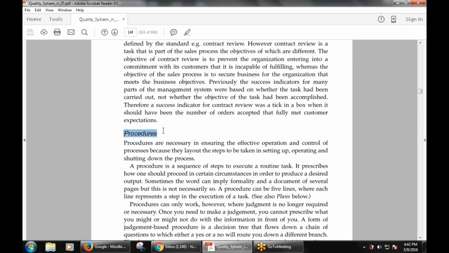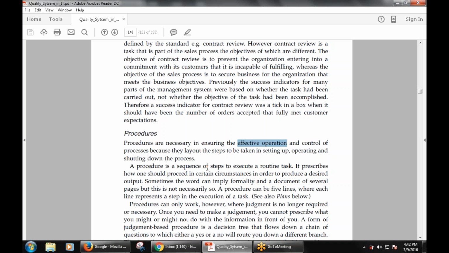And now next is the procedure. So we are done with the policies. Next are the procedures that are necessary in ensuring effective operation and control of the processes, because they lay out the steps to be taken in setting up, operating, and shutting down the process.